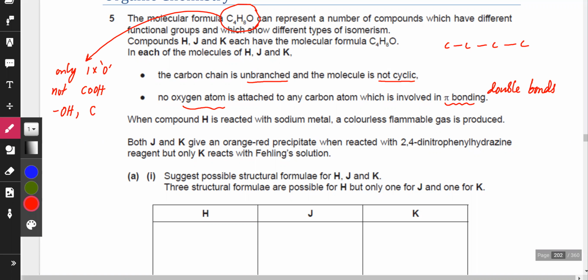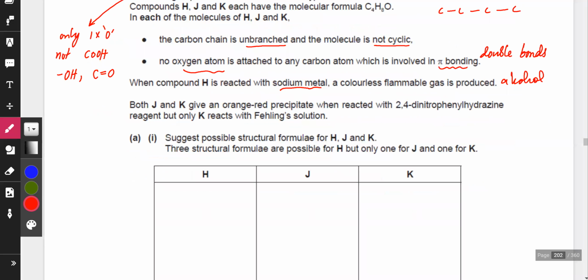It might have a C double bond O in it. That's the other possibility. But this one, H, is definitely an alcohol, right? Because it's reacting with sodium metal. Is this part clear to everyone? Ethan, is this clear? Isaac, clear? Yes. Okay, and nothing else is given about H.